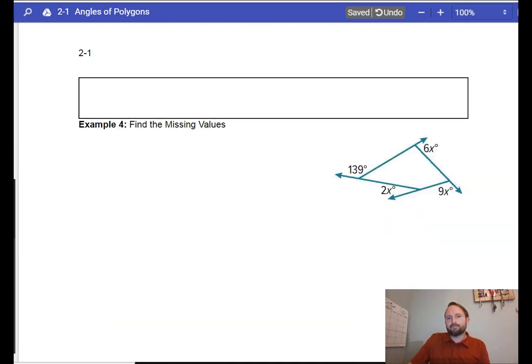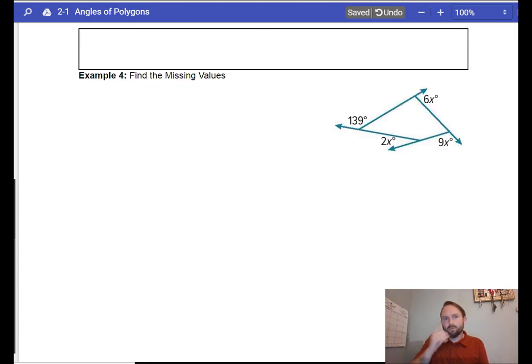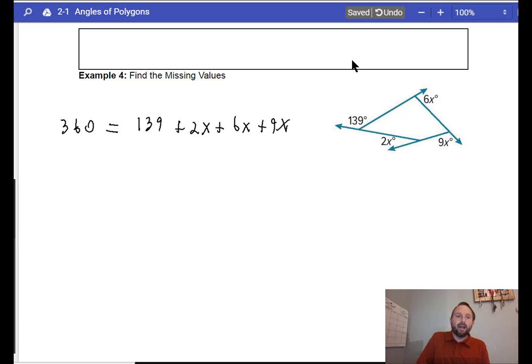Find the missing values. All right, this is our last one. So we know that each one of these, we don't even have to do anything. We just understand that if we add them all up, we should get 360 degrees. I'm not going to write it, but I'm going to know it. So I know it's 139 degrees plus 2x plus 6x plus 9x. Now I'm going to combine each of these together. 6 plus 2 is 8. 8 plus 9 is 17, but this isn't 17. It's 17x plus 139 is equal to 360 degrees.